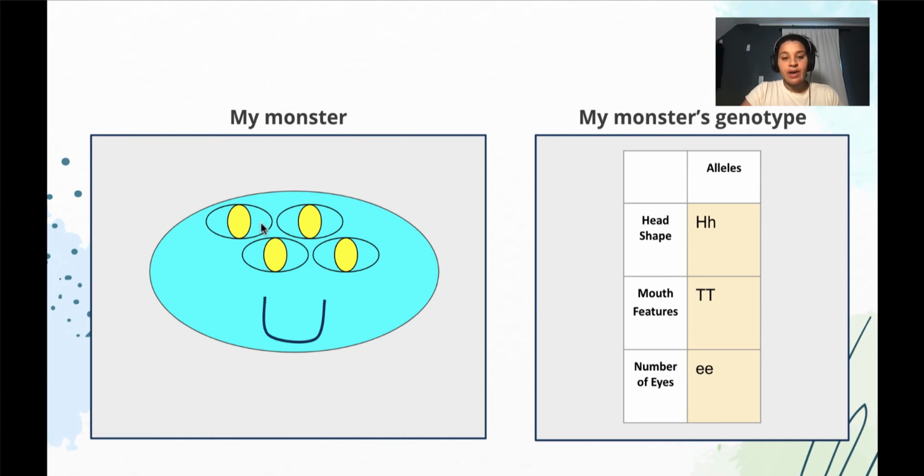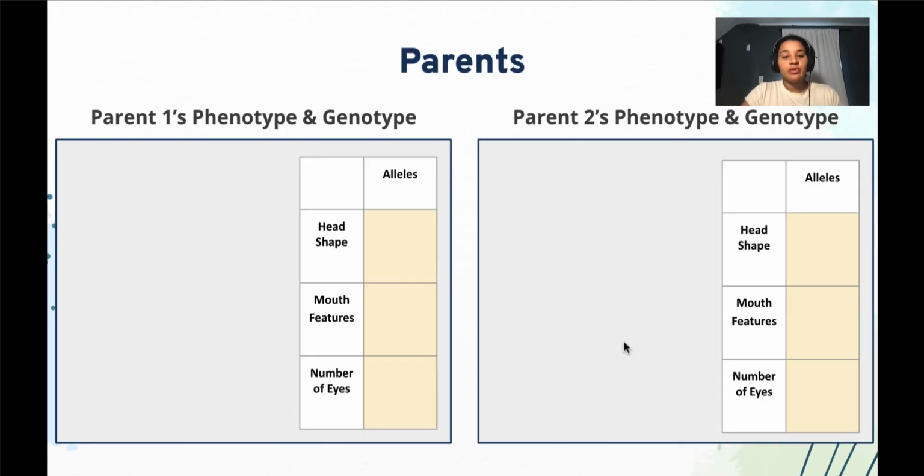So you're going to copy the phenotype of your monster, the picture of your monster, and this genotype box, the genotype chart. If you're working remotely, you can work on the same slides presentation as your partner. It does not matter who is parent number 1, parent number 2.